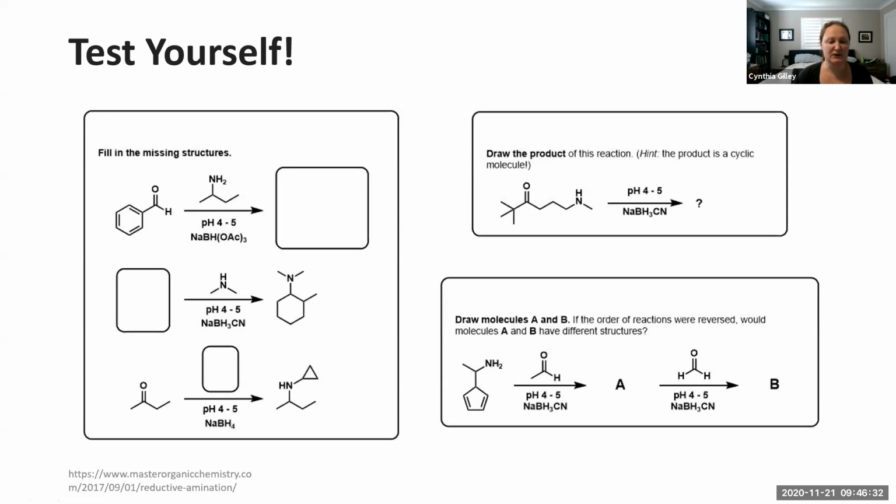Okay, it's time to test yourself. I've put up some practice problems here, and I would like you to pause the video and try to fill in the missing blanks, or the missing structures, product, reactant, or reagent. Draw the product of this intramolecular reductive amination, and do this sequential reductive amination to end up with a tertiary amine.